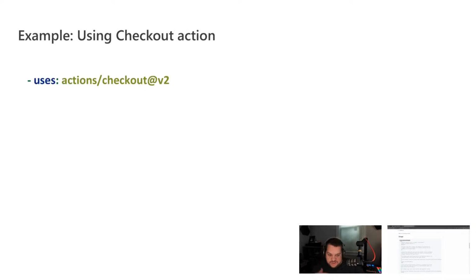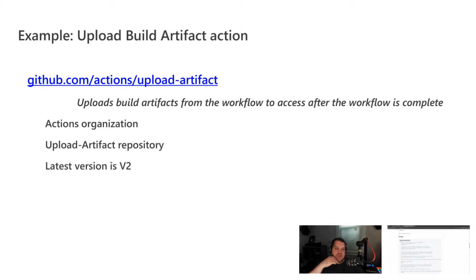So for example, if you want to check out code, you would say uses action/checkout. We're going to look at that one a little bit deeper. Another example I always like to pull out, because we're going to use this one pretty deeply in the second session in the series, is the upload artifact action. It's one of my favorites.